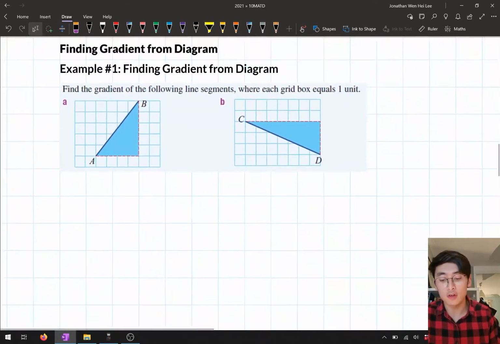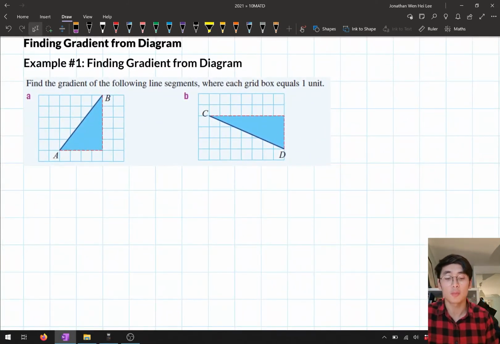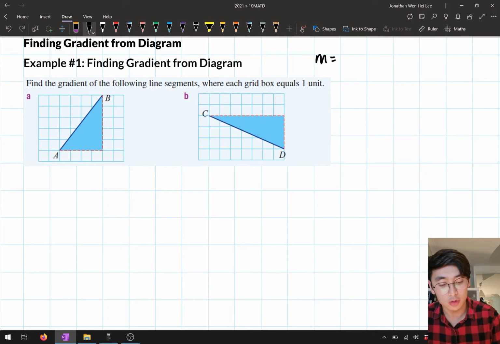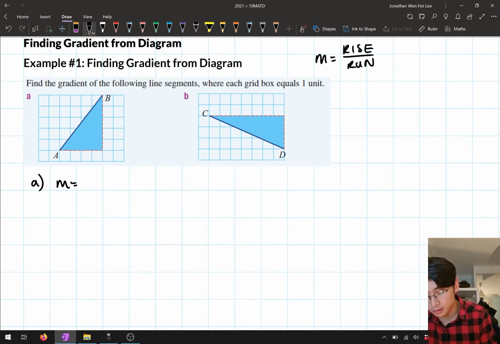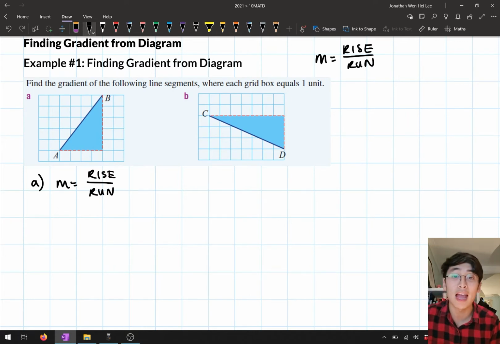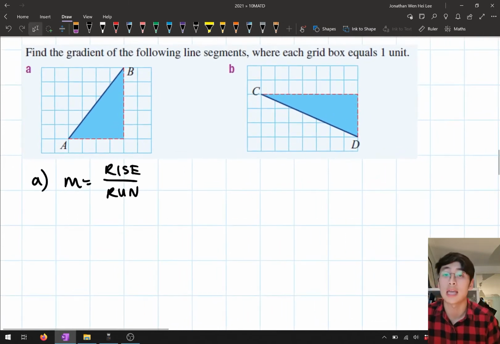First one, find the gradient of the following line segments where each box equals 1 unit. Okay, so for these examples, we're just going to use that equation. The gradient is equal to rise over run. So how many units it has to go up or down by? The rise is going up and down, and run is going across. And so here, let's have a look at the first one, A. Here, my formula is m is equal to rise over run. And so I'm just going to find how many units we need to go up and how many units we need to go across. So if you have a look here, we can just count this out.